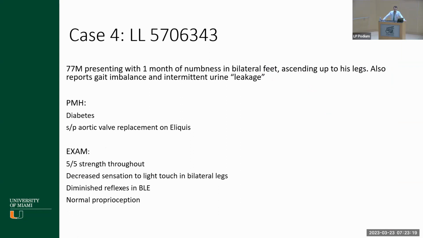His exam, he's full strength, has decreased sensation to light touch in both of his legs, diminished reflexes in both of the legs, and normal proprioception. What are you thinking at this point? What kind of imaging would you want?